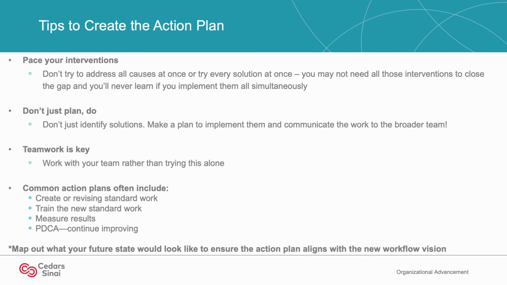Let's talk about some tips to create an action plan. Don't try to address all your goals at once. Pace out your action plan so you can learn the impact of your interventions. Create a plan to implement your solutions and communicate them with the broader team. This is a team effort, so work together. Some common action items include creating standard work, training new standard work, measuring results, and holding PDCAs to continuously improve the work. You have the option of mapping out your future state. This ensures that the action plan you and your team create aligns with your new workflow vision.